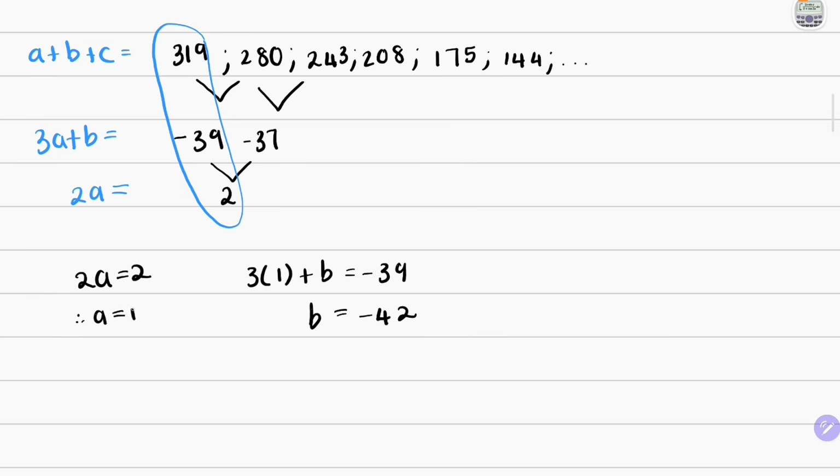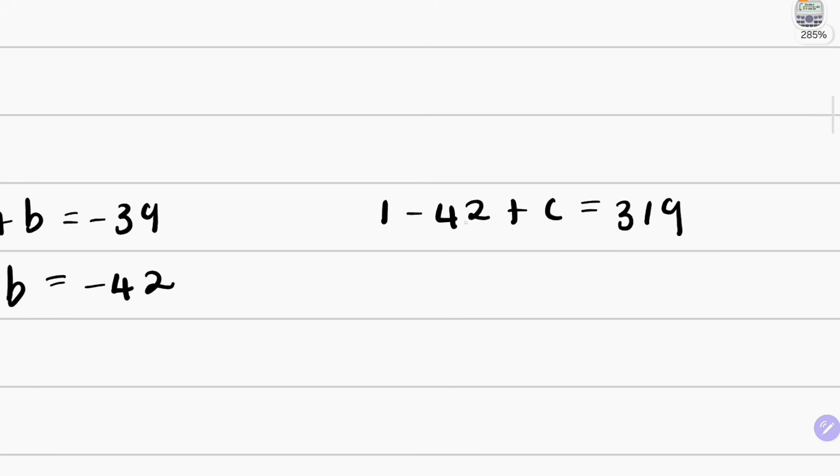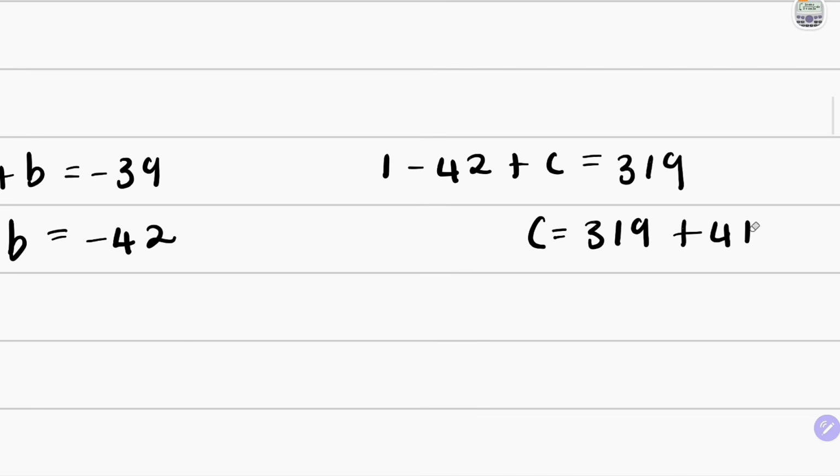And then a plus b plus c. A is 1, b is negative 42, plus c equals this number 319. And so 1 minus 42 is negative 41. So c equals 319, and this will get carried over. So it becomes a positive 41. So already with the 1, it gives 320. And then with the 40, it gives 360.